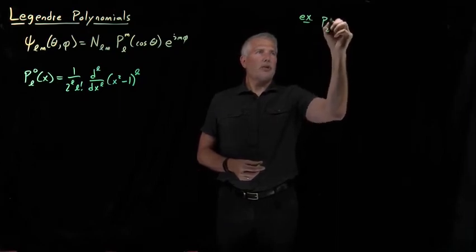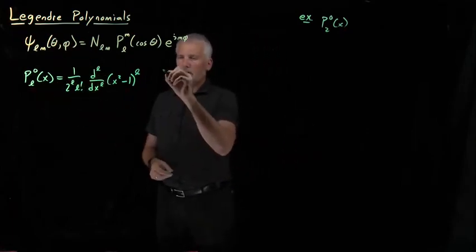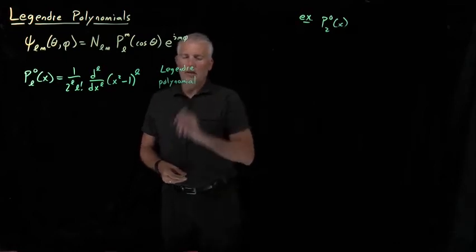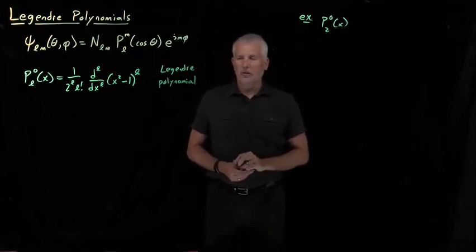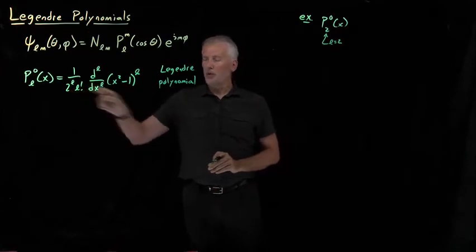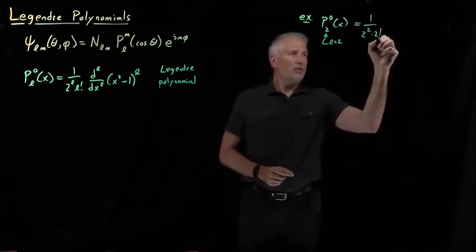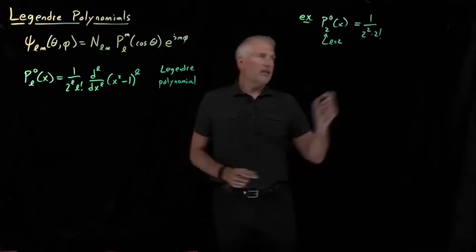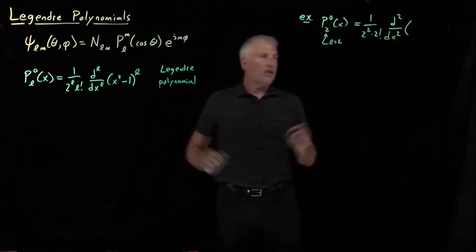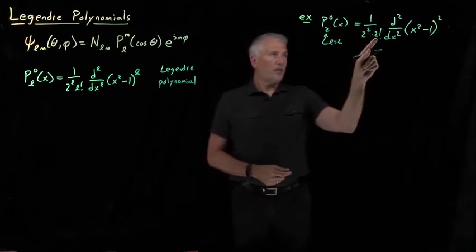So let's say we want to calculate a particular polynomial. And now I'll give you the name. The name of this polynomial is the Legendre polynomial. Let's say we want to know the L equals 2 version of the Legendre polynomial. So when L equals 2, we just follow this recipe. This recipe says take 1 over 2 to the L, 1 over 2 to the 2. L factorial is 2 factorial. This L says take the second derivative with respect to x of this quantity x squared minus 1 raised to the Lth power. So the L's show up lots of places. One here, one here, one here, one here, and one here.